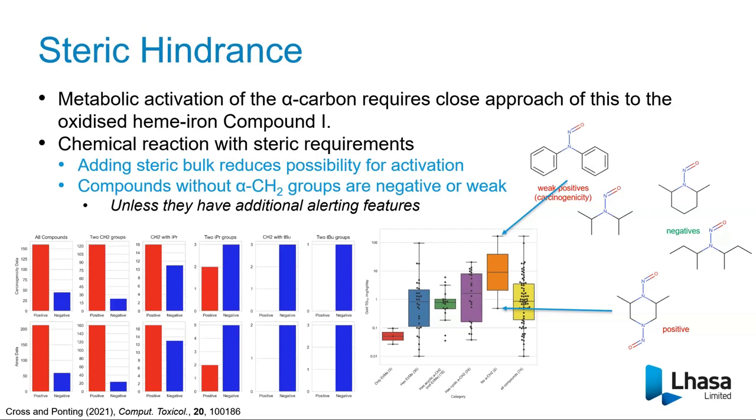So once you remove CH2 groups, at best, you're a weak carcinogen. Some are negative. The big exception to be aware of in this data set, if you look at this figure from Cross and Ponting, is the dinitroso compound, which has got the unhindered nitroso group. So when you're doing your SAR, just because the molecule has a hindered nitroso, you need to be aware that it might also have the unhindered nitroso, and that unhindered nitroso is liable to be the cause of the relatively high potency of this compound.